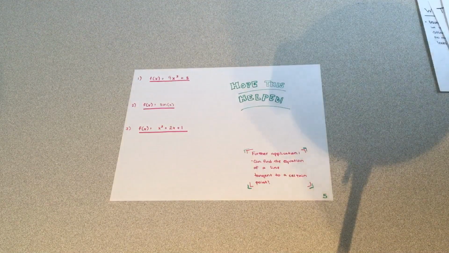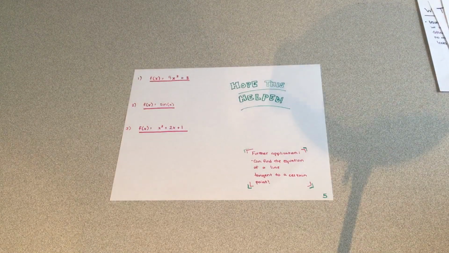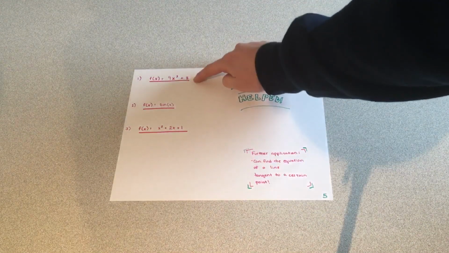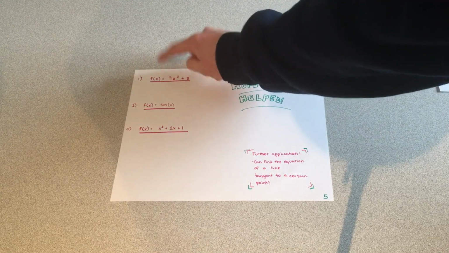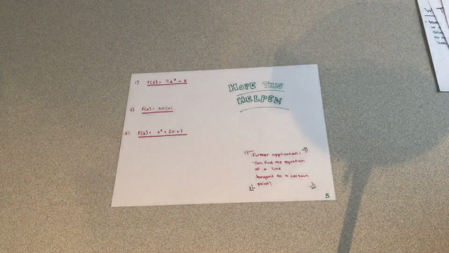So let's do some practice. 9x squared plus 8. Here you're going to use the power rule, the coefficient power rule, and the constant rule. Since that's a constant, its derivative is 0, and then you bring this down, 2 times 9, 18x. So the derivative of this would simply be 18x.